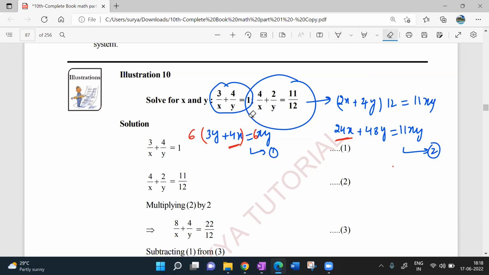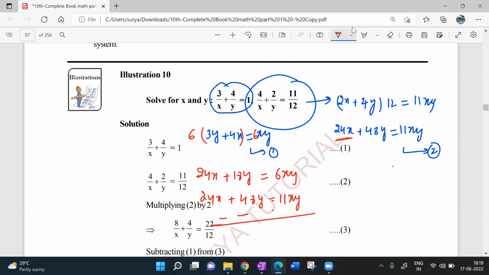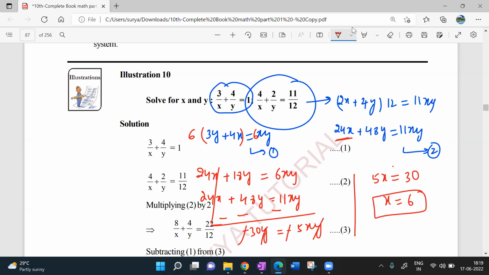Clear? If I multiply with 6 on both sides, what am I going to get? First of all, let me write the x variable. 24x plus 18y is equal to 6xy. Second equation is 24x plus 48y is equal to 11xy. Subtraction: these two will be getting cancelled. So minus 30y is equal to minus 5xy. Minus minus will get cancelled. So 5x is equal to 30. x is equal to 6.